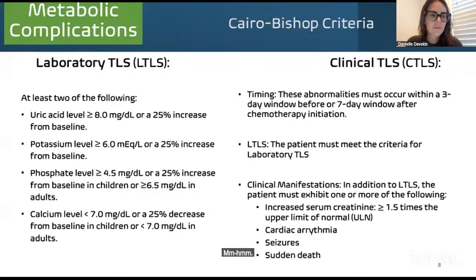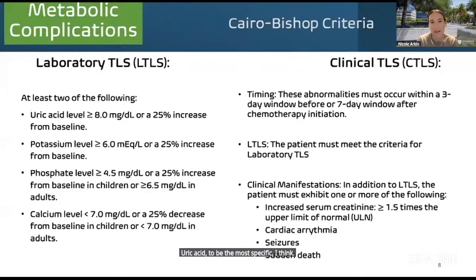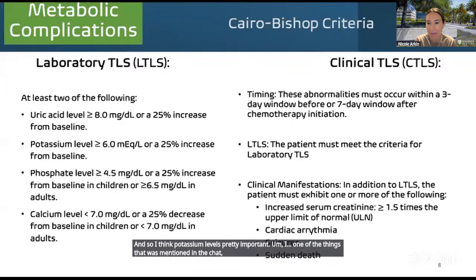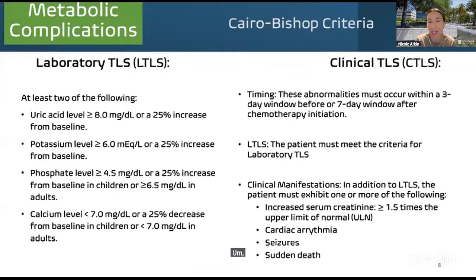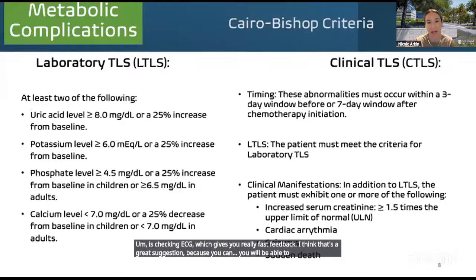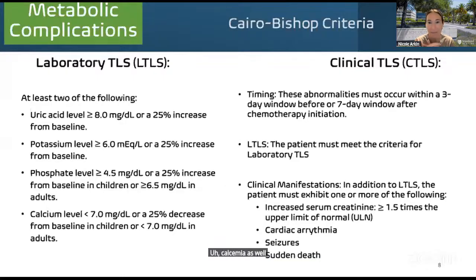Uric acid would be the most specific, I think. I think about things that are going to kill the patient, and so I think potassium level is pretty important. One of the things that was mentioned in the chat is checking ECG, which gives you really fast feedback. I think that's a great suggestion because you will be able to see things like hyperkalemia. You can also see evidence of hypocalcemia as well. And so I think ECG will give you really quick information.